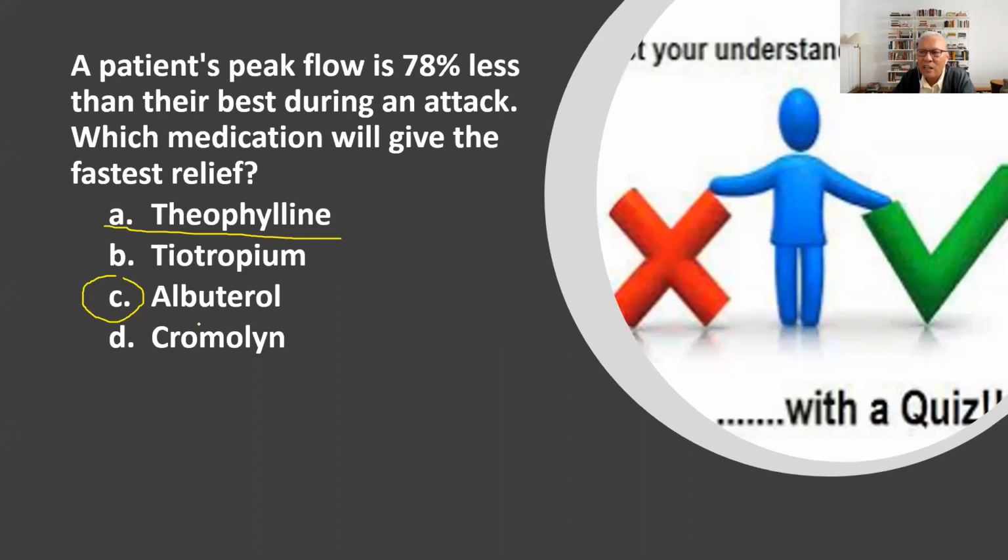fast acting. And tiotropium is a long-acting bronchodilator. It's an anticholinergic bronchodilator, and therefore this is long-acting. It will take a while for it to act. And cromolyn is an allergy medication. It's non-steroidal, actually, that doesn't provide quick relief. So the correct response is albuterol.